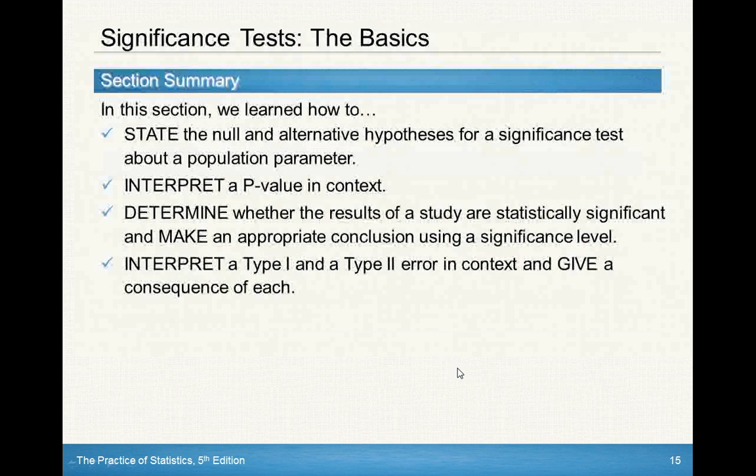This section has been a quick overview of the null and alternative hypotheses. We discussed interpreting p-values and determining whether results are statistically significant and how to use that to make an appropriate conclusion. Finally, I briefly introduced Type 1 and Type 2 errors and told you what those things are in this context. It's a brief introduction to section 1 in chapter 9.